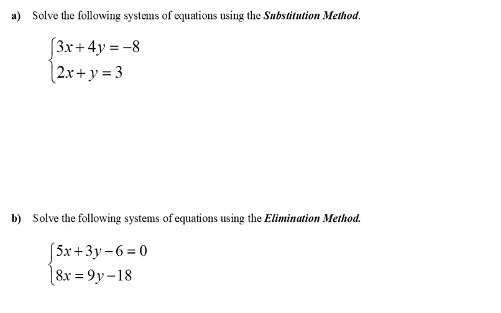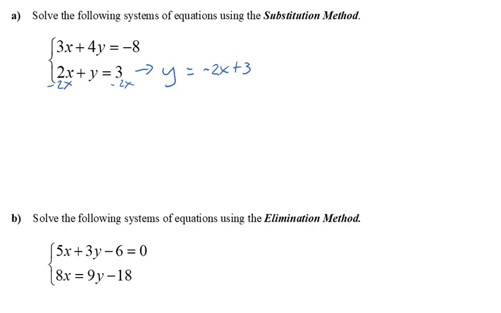All right, we want to solve the following system using the substitution method. The first part of the substitution method is solving one of the equations for one of the variables. The second equation is really easy to solve for y. It's got a coefficient of 1, so all I need to do is subtract 2x from both sides, and I get y equals negative 2x plus 3.